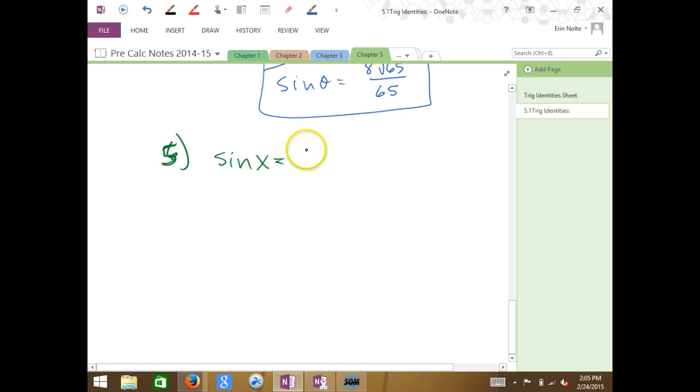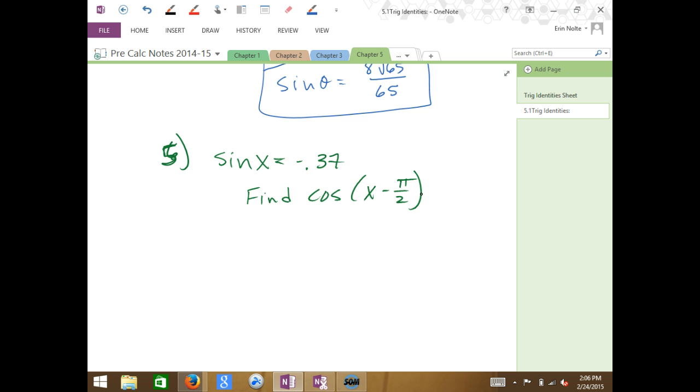Okay, so let's say in this scenario, they give us a sine being negative 0.37, and they ask us to find the cosine of x minus pi over 2. Okay, so this is going to be a cofunction identity. So everybody take a look at the cofunction identities.